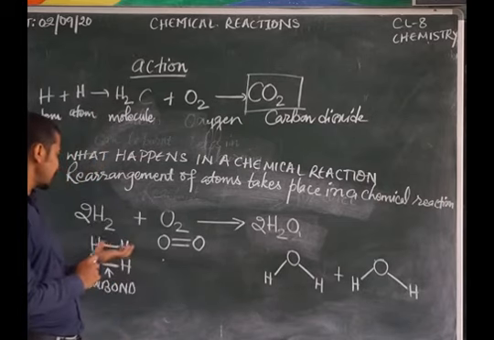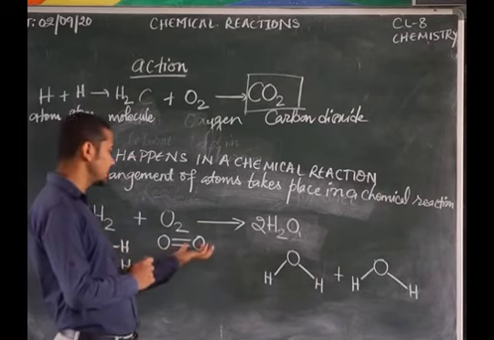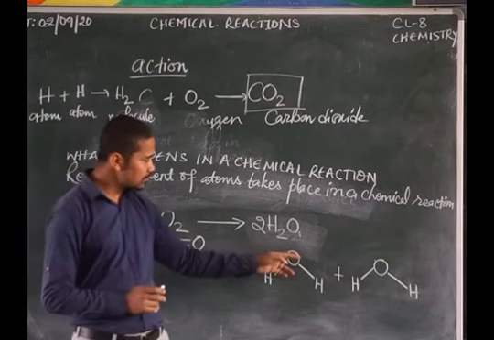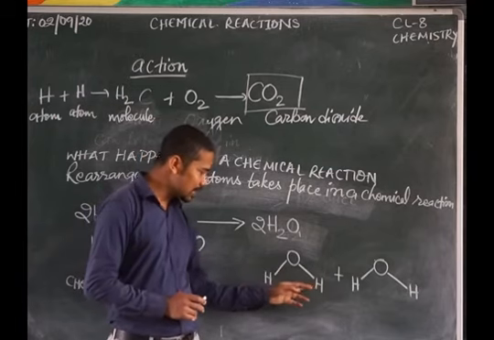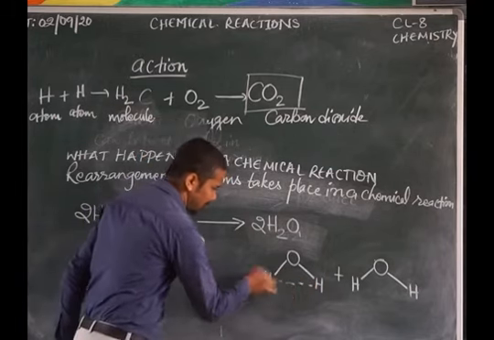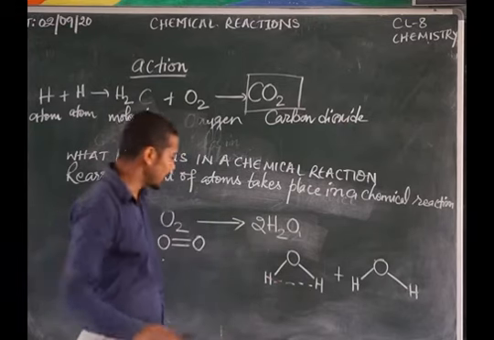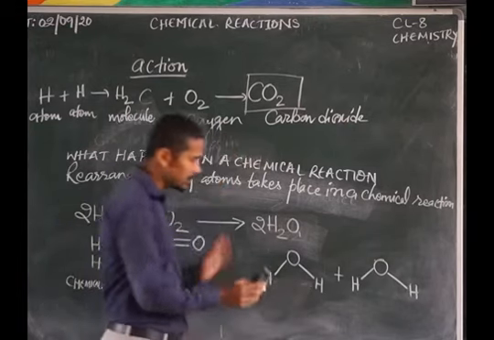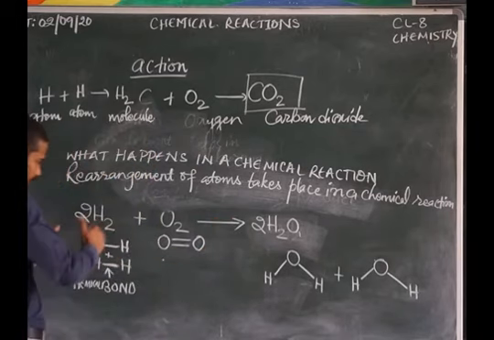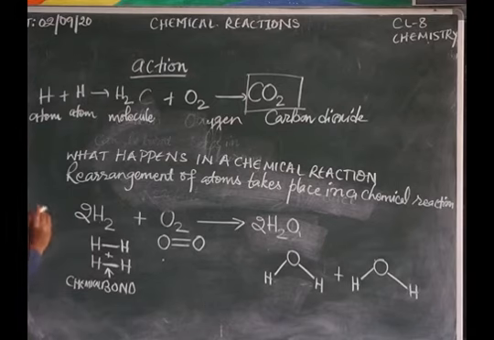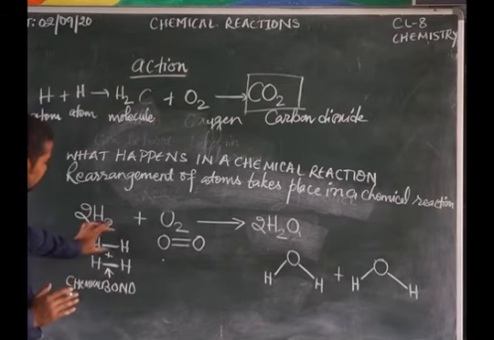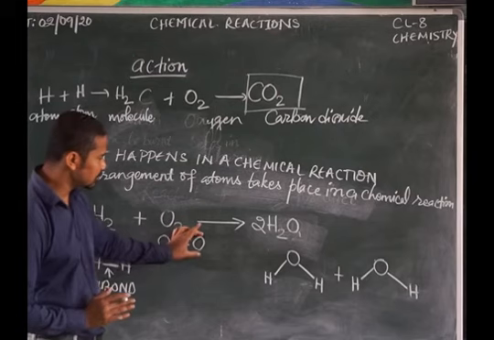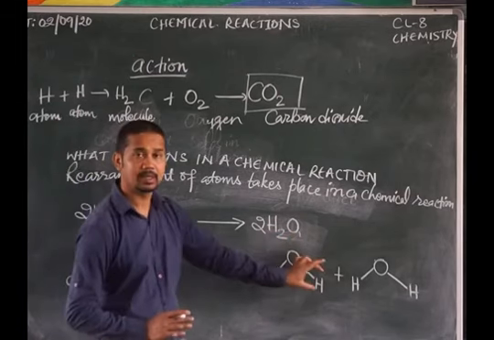Here hydrogen was arranged with another hydrogen. Oxygen was arranged with another oxygen. But here one oxygen is arranged with two hydrogens, and hydrogen and hydrogen are not directly linked. Two hydrogens are linked to oxygen. That means, can you see the different arrangement? Arrangement is totally different. Here hydrogen is linked to hydrogen, here oxygen is linked to oxygen, but here oxygen is linked to hydrogen.